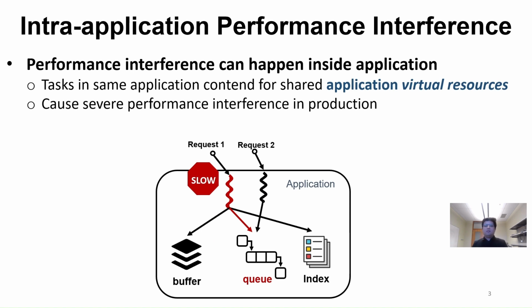However, modern applications are becoming increasingly concurrent, running a diverse mix of activities simultaneously. This concurrency introduces a new challenge, performance interference within applications, which we refer to as intra-application performance interference. When a noisy task manipulates a shared application resource, such as a global queue, it disrupts the performance of other tasks, causing an overall performance degradation.